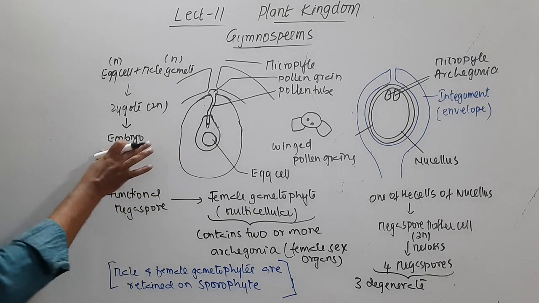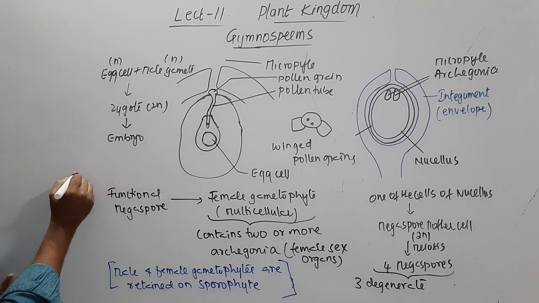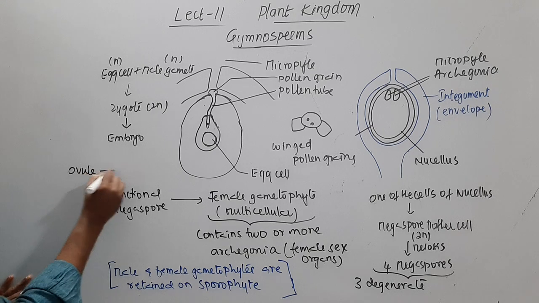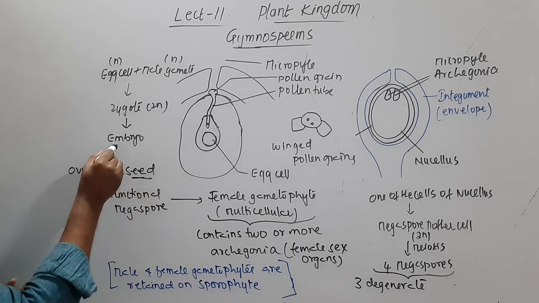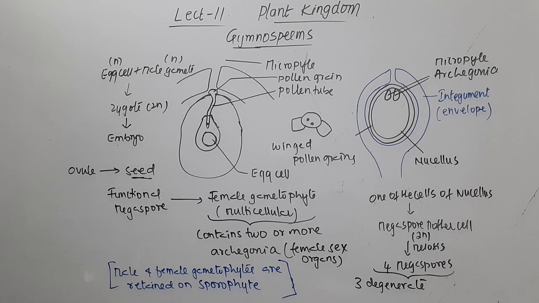By that time the ovule will develop into a seed, and this seed will contain the embryo. These seeds are not covered by any fruit because no ovary is present. The seeds are seen outside, so they are naked seeds. This is how reproduction takes place in gymnosperms.